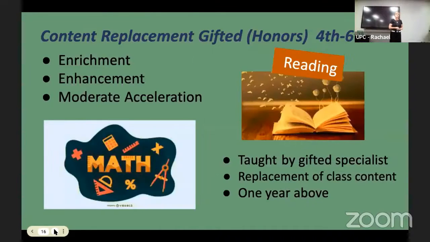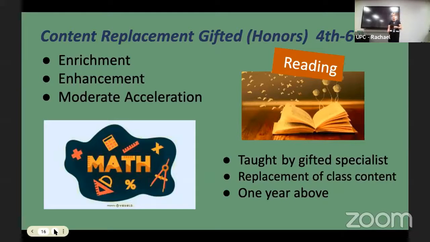So content replacement gifted, otherwise often called honors. That's a recognition that by 4th, 5th, and 6th grade, we need more than that mild acceleration. We still need that opportunity for enrichment. We still need that enhancement because we still need that complexity. But now we're at the point where we need to add some acceleration in. And that acceleration is about a year above grade level in reading and in math. That's critical if we want to continue to see growth. So we have to build that into the system.